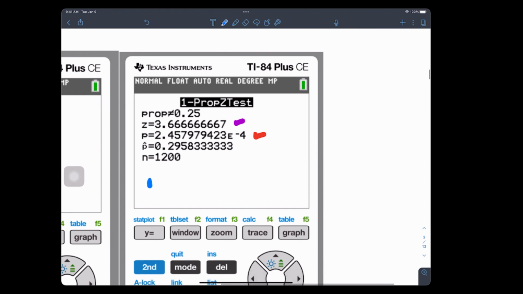Your p-value, ladies and gentlemen. What's that? Be careful here. What does that mean? It's not an error. Do you guys know what that means? You got to move your decimal where? How many spaces? 4 spaces. So this is like 2.5. Move 1, 2, 3, 4, and fill this in with how many zeros?